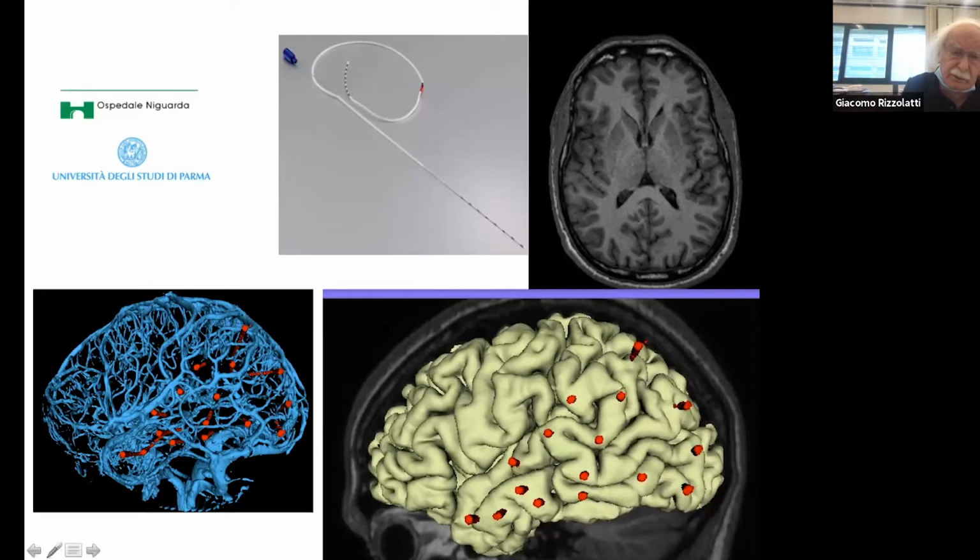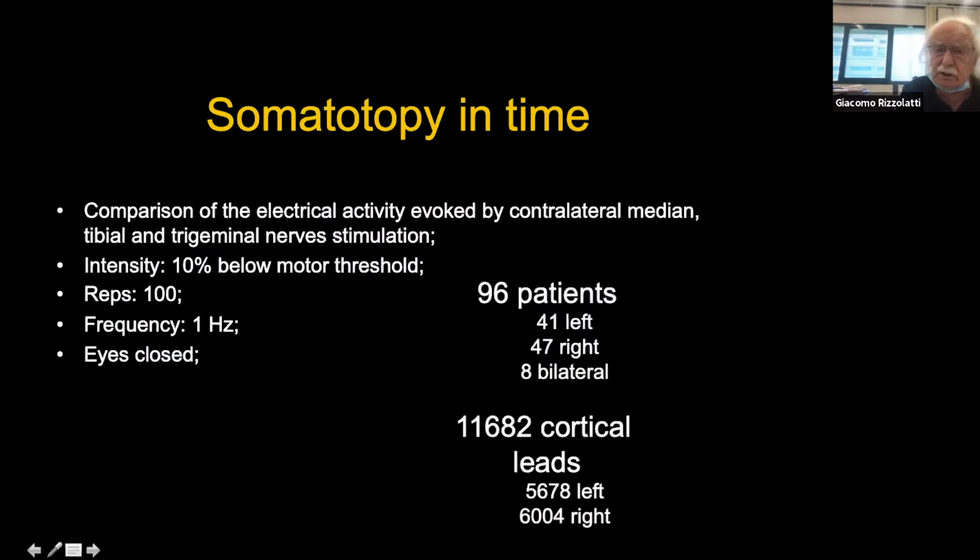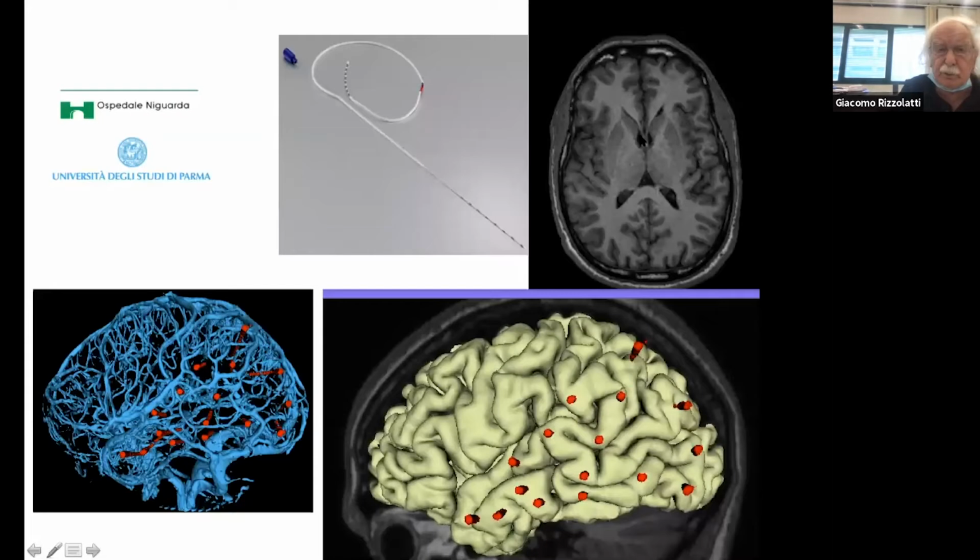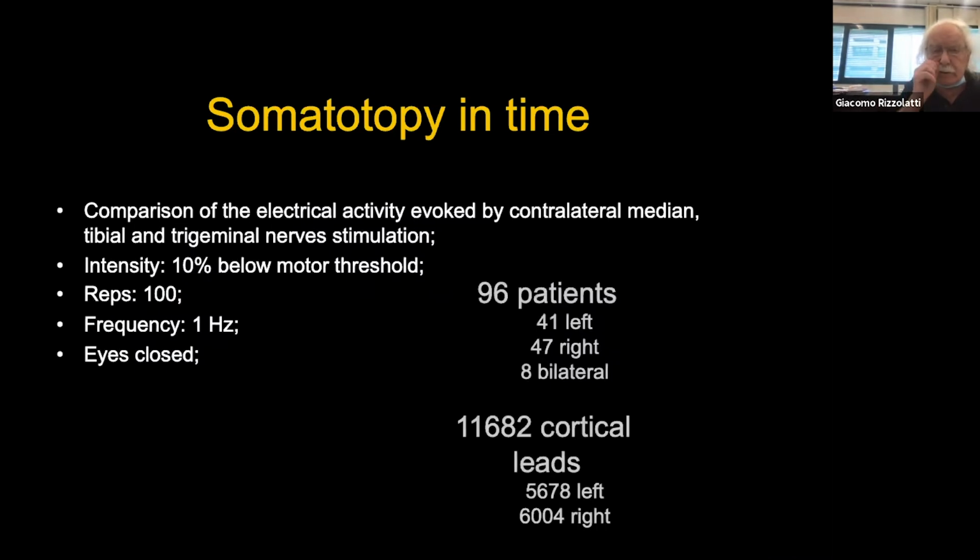Then here you have the attempt to find the blood flow. This is blue instead of red, but those are our vessels. You also do an MRI in order to be sure. And then you put these electrodes here. Each of these electrodes can record from several points, so you have a lot of activity. Here is an experiment based on 96 patients, of course collected over the years, and 11,000 cortical leads.